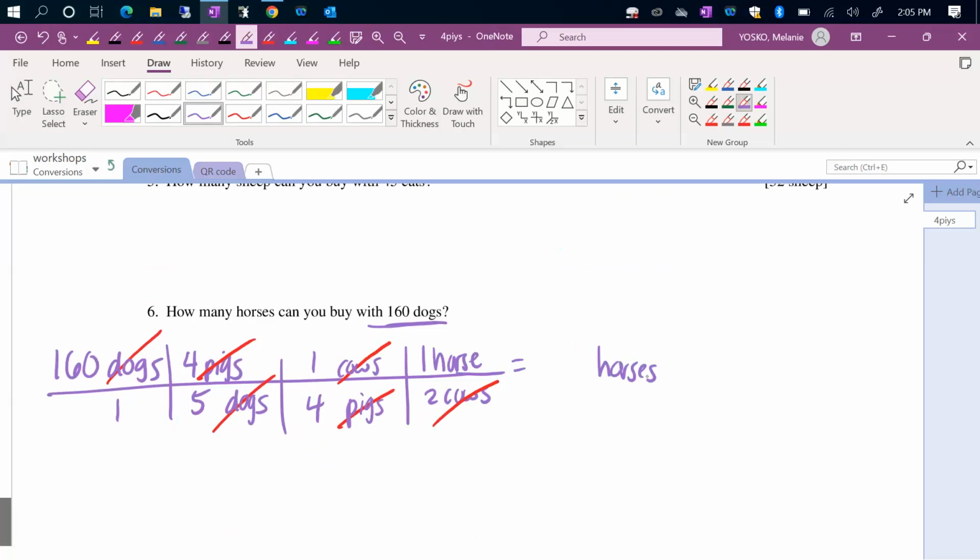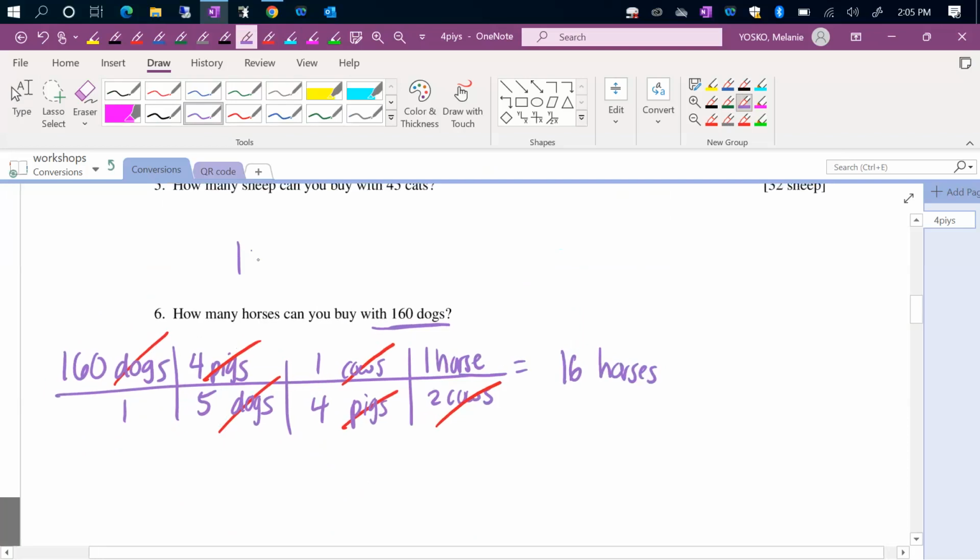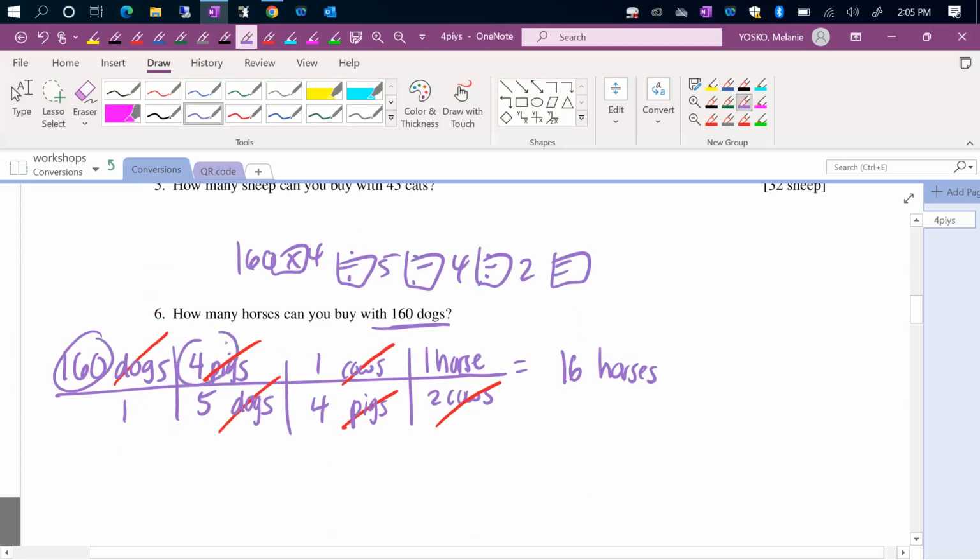What do you get? 16? Because in your calculator, you do 160 times 4. I guess that's the only thing that's multiplied. And then you divide by 5, divide by 4, divide by 2, and enter. Oh, so you wouldn't multiply all that together? I would do this times this, and then divide. I do it all in one step.